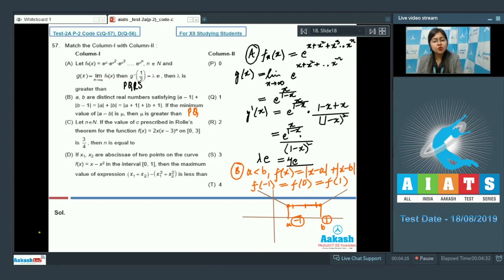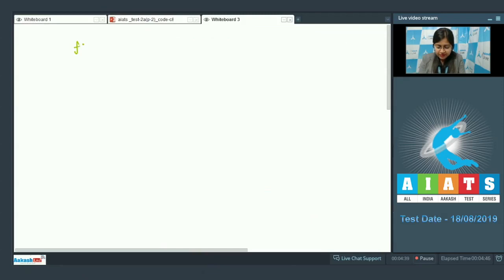Now, option number C says that if the value of c prescribed in Rolle's theorem for the function f(x) equal to 2x into (x minus 3) raised to the power n on 0 to 3 is 3 by 4, then we have to find the value of n. So, f(x) is equal to 2x into (x minus 3) raised to the power n. It has been given that f dash c, that is 3 by 4, is equal to 0.